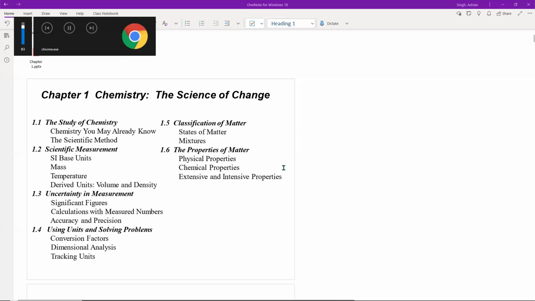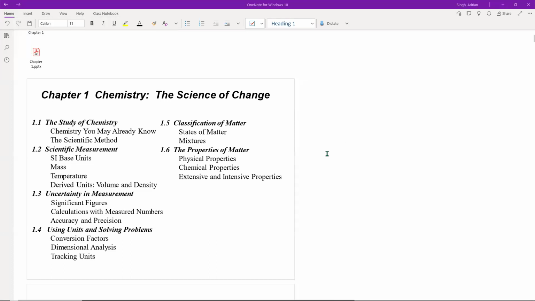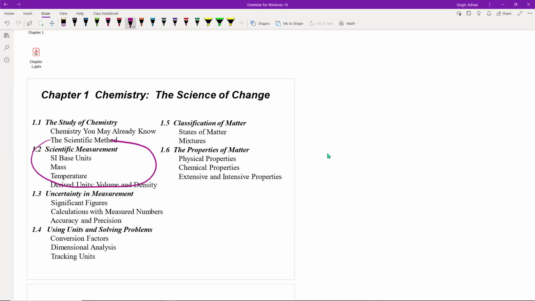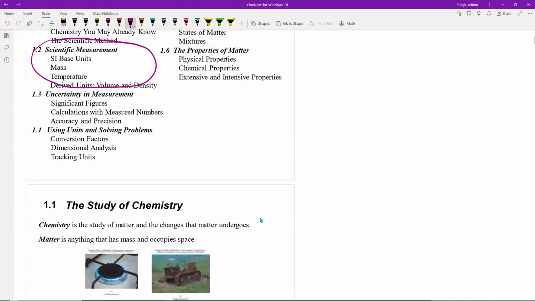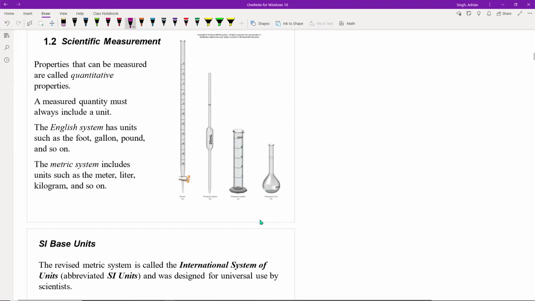All right, so in this video, we're going to take a look at scientific measurements, and we're also going to be taking a look at some of the base units, mass, temperature, and then also taking a look at some of the derived units. So let's jump down to scientific measurements.